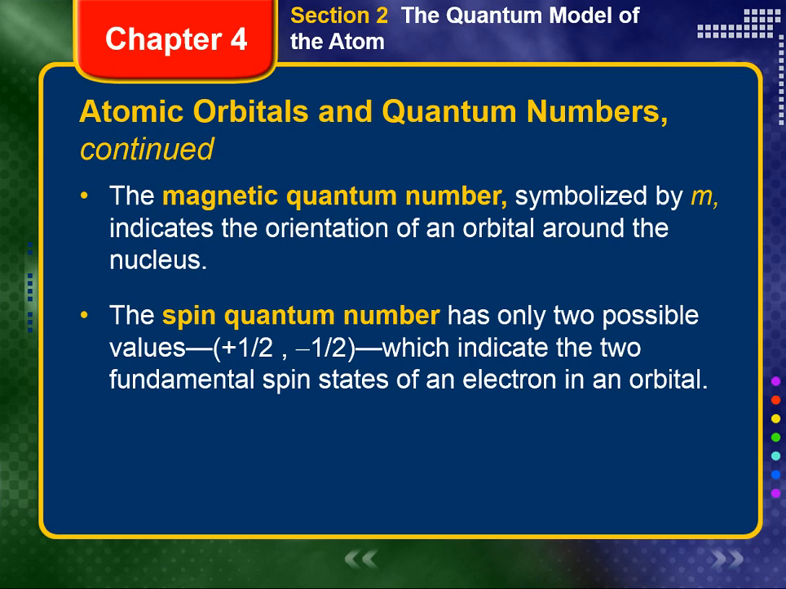Magnetic quantum number. Atomic orbitals can have the same shape but different orientations around the nucleus. The magnetic quantum number, symbolized by m, indicates the orientation of an orbital around the nucleus. Here we describe the orbital orientations that correspond to various values of m. Because an s orbital is spherical and is centered around the nucleus, it has only one possible orientation. This orientation corresponds to the magnetic quantum number m equal to 0. There is therefore only one s orbital in each s sublevel.